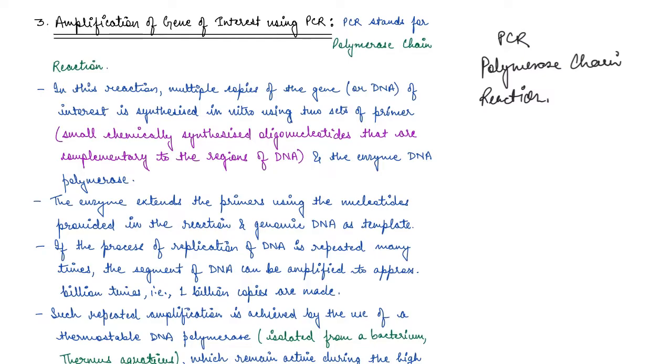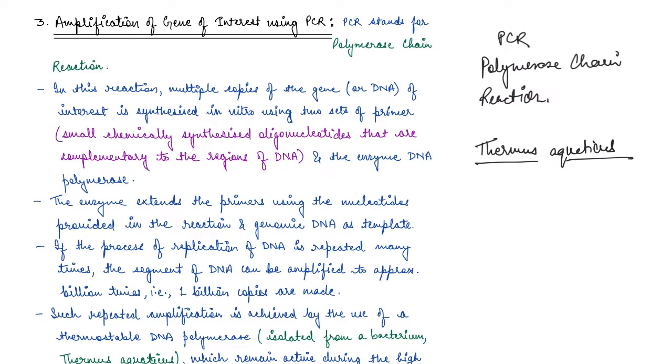Now, such repeated amplification is achieved by the use of a thermostable DNA polymerase, right? And this DNA polymerase is isolated from a bacterium which is known as Thermus aquaticus, right? So basically this DNA polymerase remains active during high temperature as well, and this induces denaturation of double-stranded DNA. Now the amplified fragment, if desired, can be ligated with a vector for future cloning as well, right?